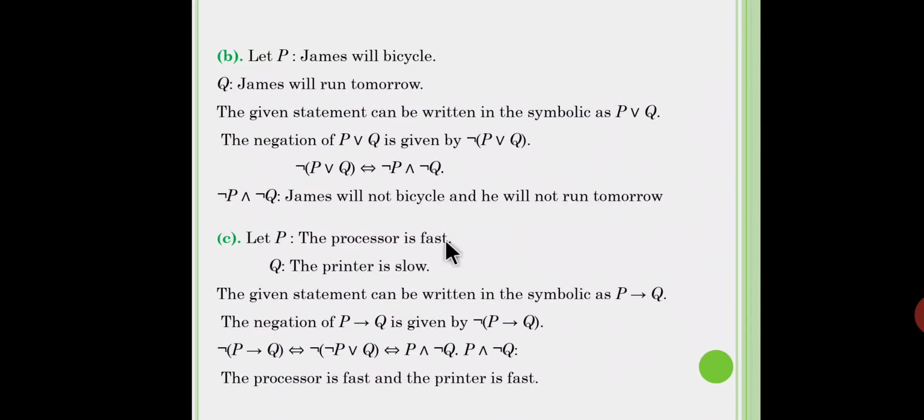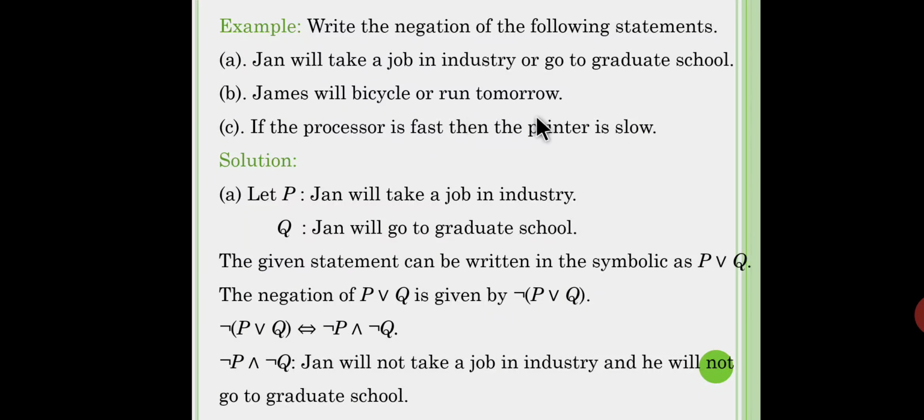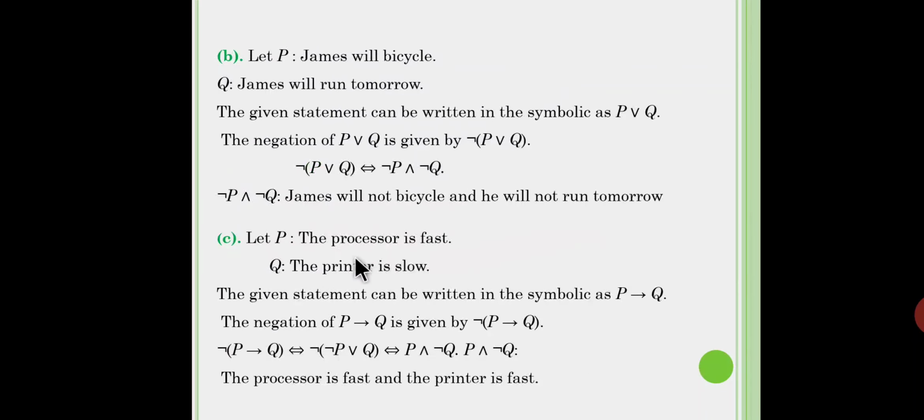Third one: if the processor is fast then the printer is slow. How can we write this compound statement into atomic statements? P is the processor is fast and Q is the printer is slow. So the given statement can be written in symbolic form as P implication Q. The negation of the statement is negation of P implication Q.